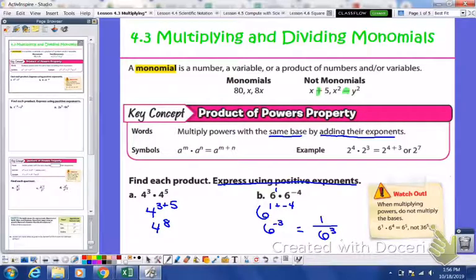Now notice our little watch out sticky note. When multiplying powers, we do not multiply the bases. So if we had 6 to the 1st times 6 to the 4th, that gives us 6 to the 5th, not 36 to the 5th. That's why our bases stay the same.